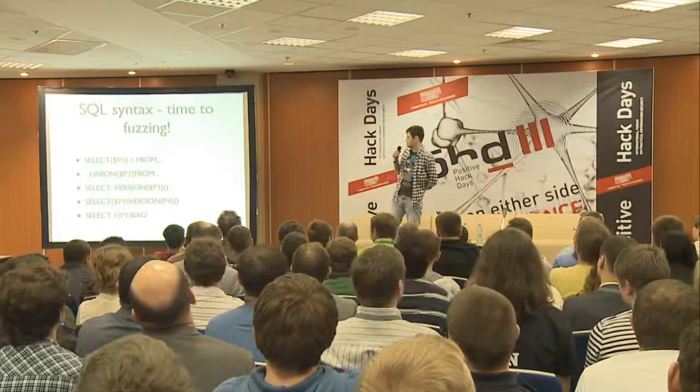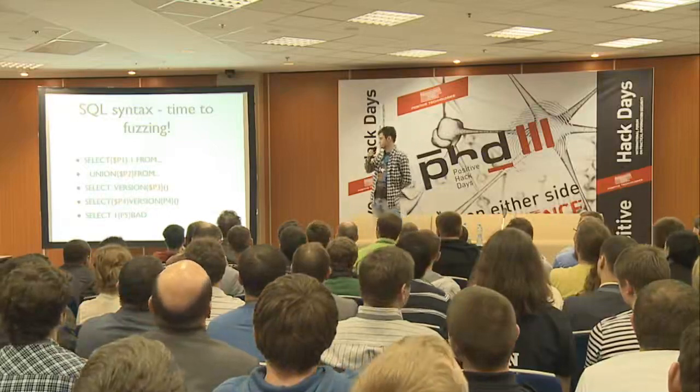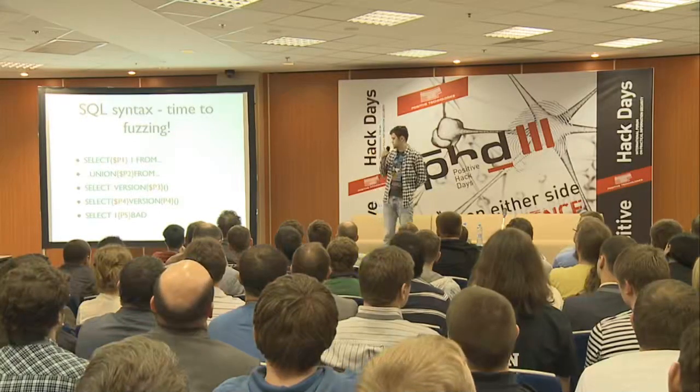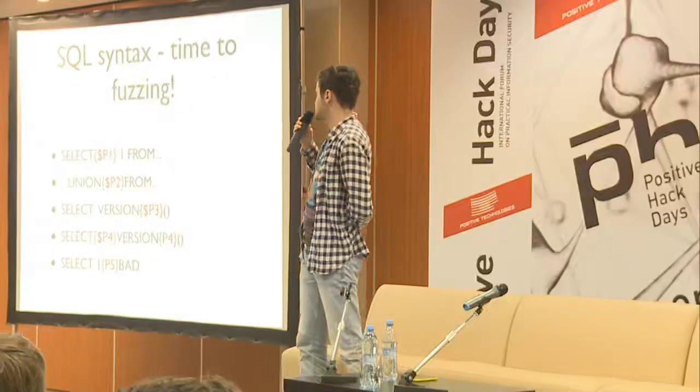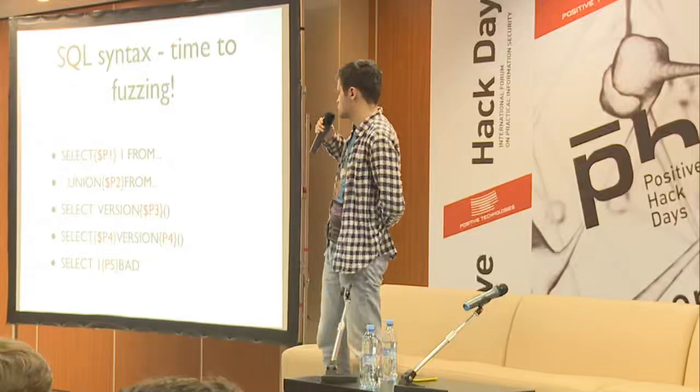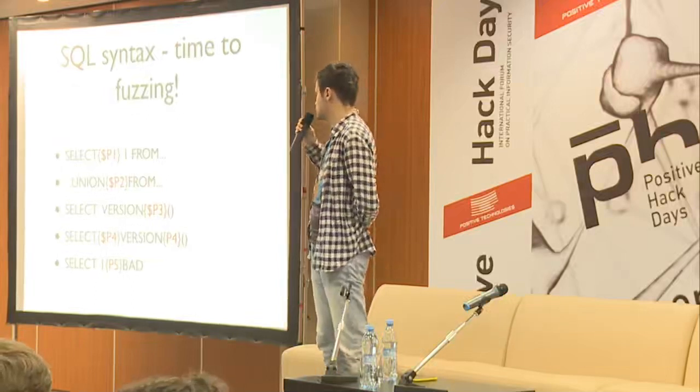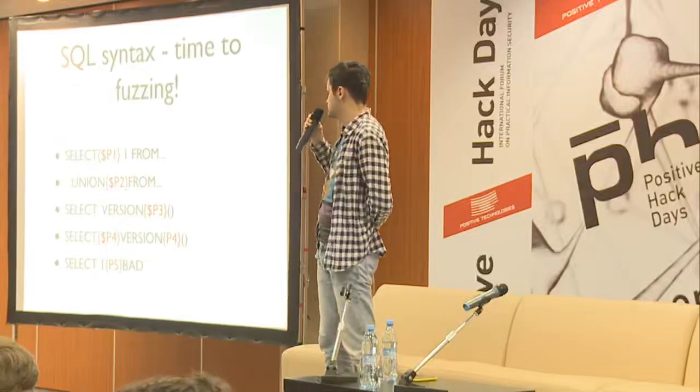In the first option we fuzz with 1, then space, from. And the second line, union select, from, and the third option, version.